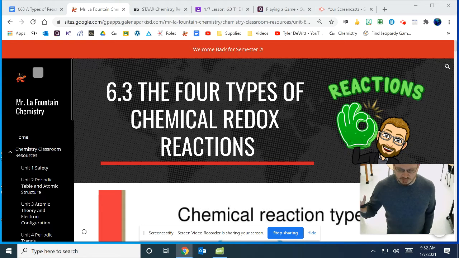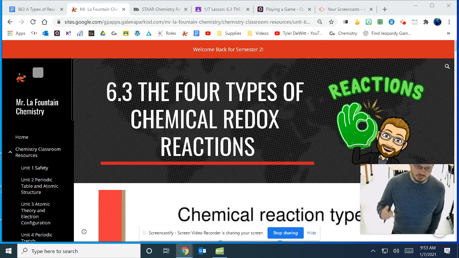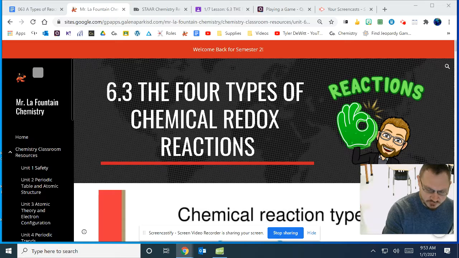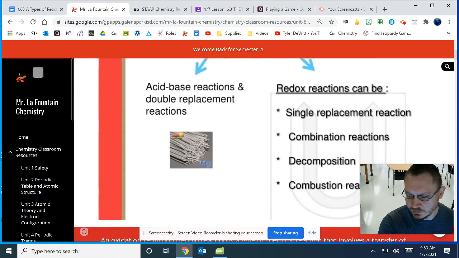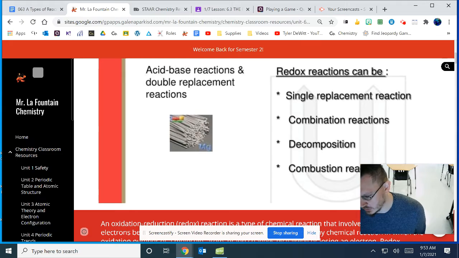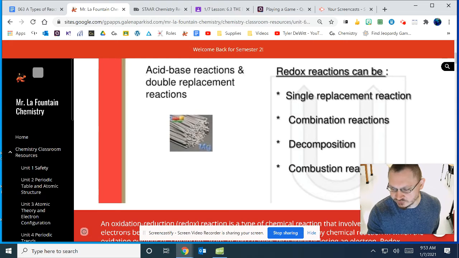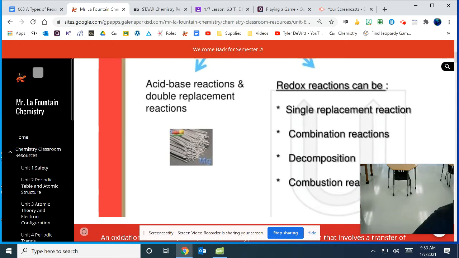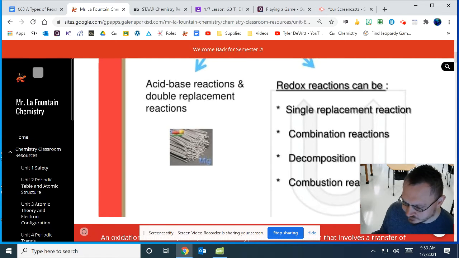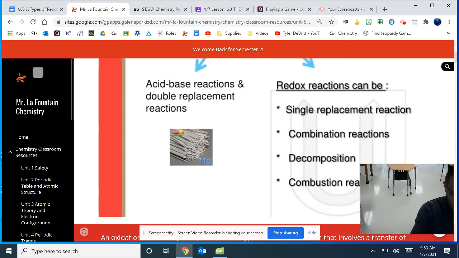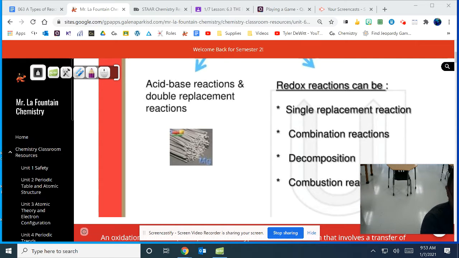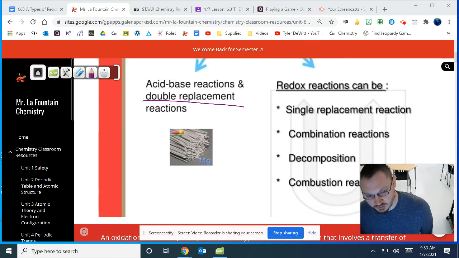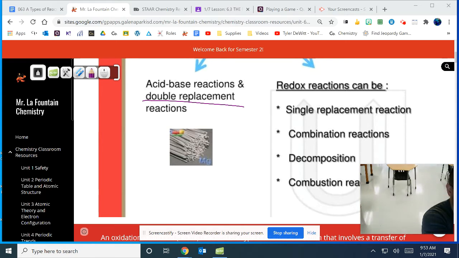So we're going to learn four types of chemical redox reactions, and we're also going to have one more chemical reaction that we're going to learn to identify called a double replacement reaction. So these reaction types here, we have single, combination, or synthesis reactions. They can go by two names there: decomposition or combustion reactions. We can also see sometimes single replacement may also be called a single displacement reaction. And then over here, we're also going to learn to identify double replacement reactions, sometimes called double displacement reactions.